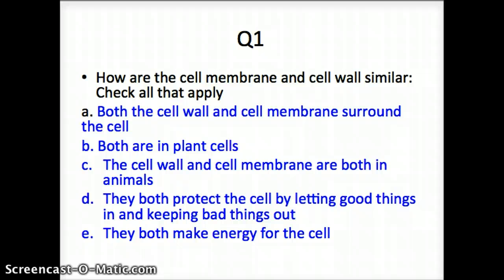Here's our question. How are the cell membrane and the cell wall similar? Check all that apply. So for every answer that you think is correct, you need to check it off. But make sure you don't check off incorrect ones. A, both the cell wall and cell membrane surround the cell. B, both are in plant cells. C, the cell wall and cell membrane are both in animals. D, they both protect the cell by letting good things in and keeping bad things out. Or E, they both make energy for the cell.